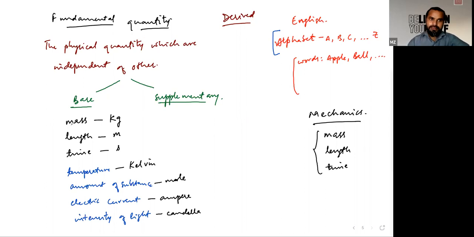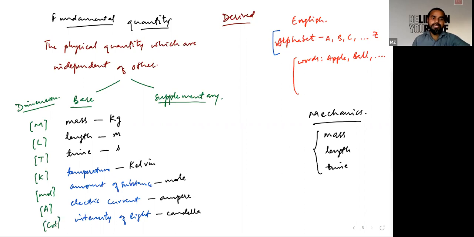Now we define a term which is called dimension. I will explain later what dimension actually means. But in terms of dimension, mass is represented by capital M. For length, we use capital L. For time, we use capital T. As these three were the basic terms in earlier days for mechanics, we just take their initials as the dimension of those terms. For the later discoveries, we take their unit: for temperature, Kelvin as K, for amount of substance, mole, for electric current, ampere, and for intensity of light, candela. I will explain later what we mean by dimension.